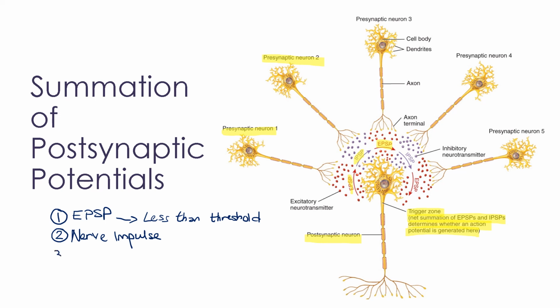The third response that this postsynaptic potential could have would be an IPSP. So this is where the total inhibitory effects are greater than the total excitatory effects, and the membrane is going to hyperpolarize. So it goes further from the resting membrane potential.